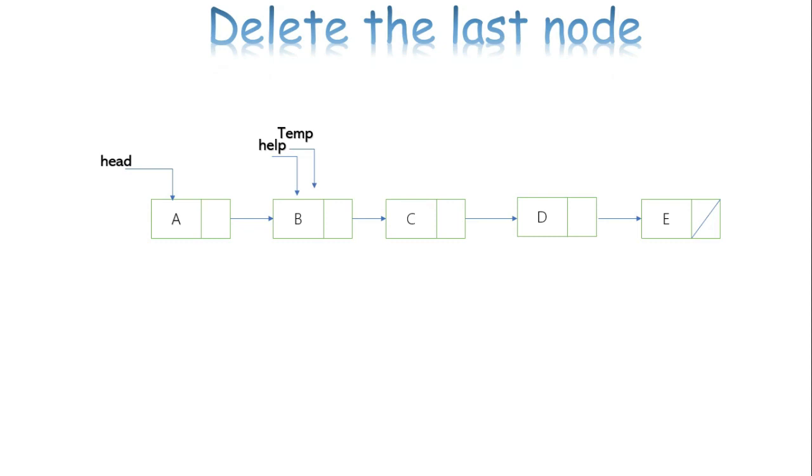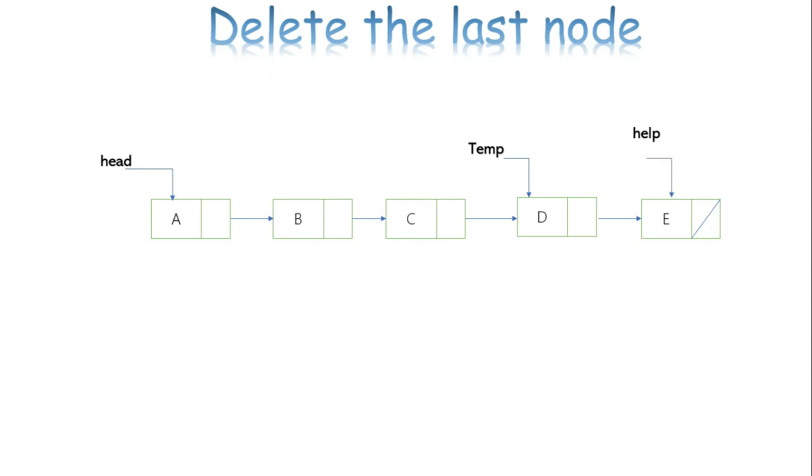And then again, help will move to the next node. Check again. If the next one is not null, then temp will point to the same node pointed by the help. Again, do the same. If the next one is not null, again, temp will move and point to the same node pointed by the help.